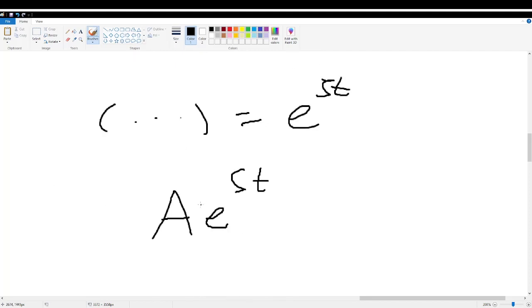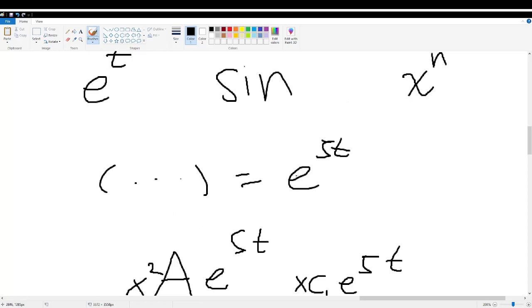Because if you find that c1 e to the 5t, for this case, is already a solution, what you have to do is add a factor of x in front of it. And if there's already a solution with a factor of x, you add x squared and so on. That's the case for e.